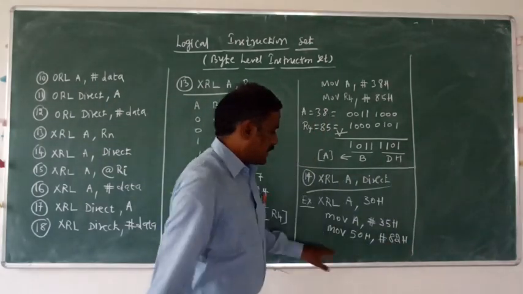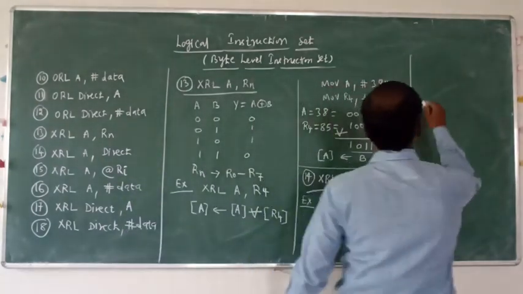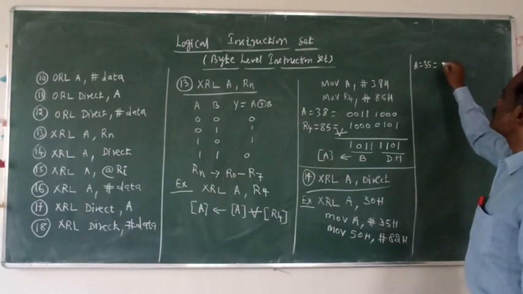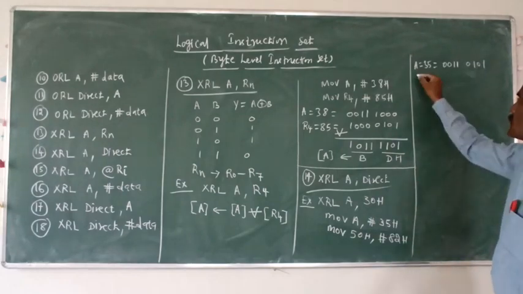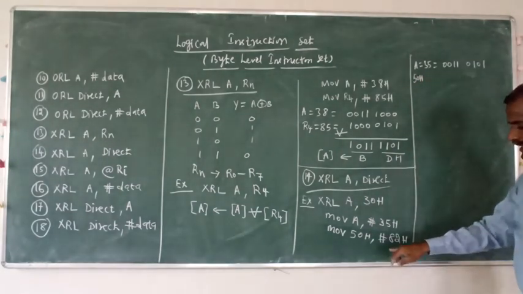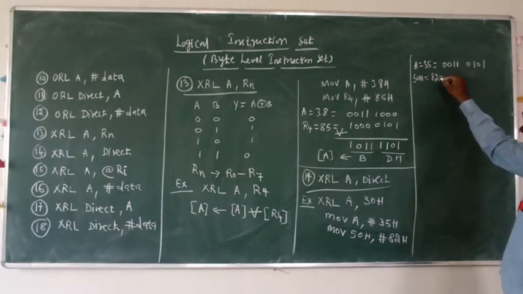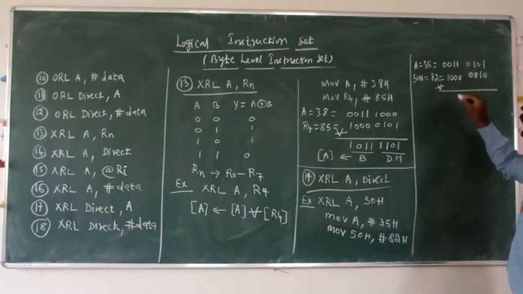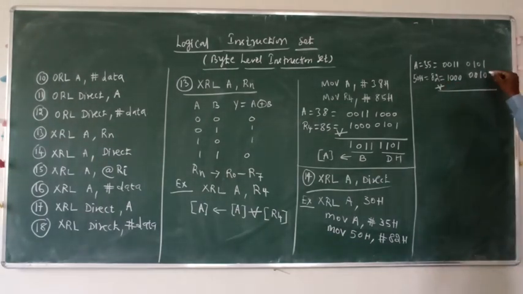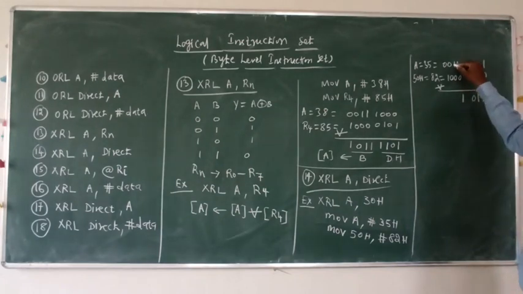Now logically exclusive-OR these two data. Register A is 35, which is 0011 0101, and the memory address 50 holds data 82, which is 10000010. Now XOR these two. Different inputs give 1, same inputs give 0, so the result bits follow accordingly.